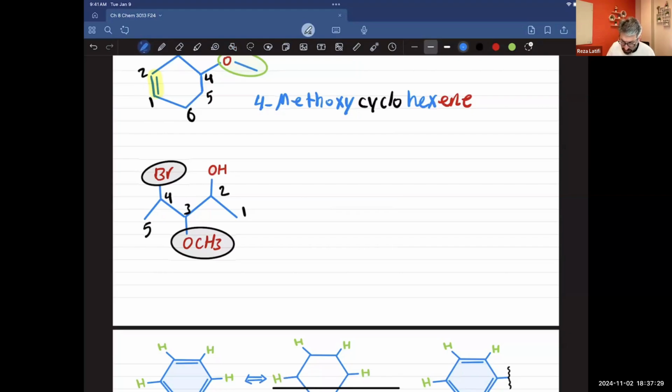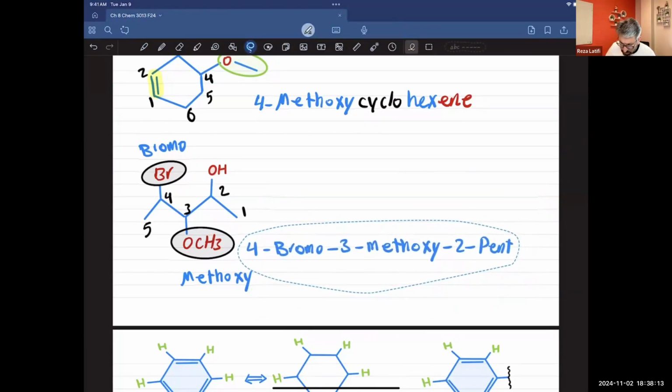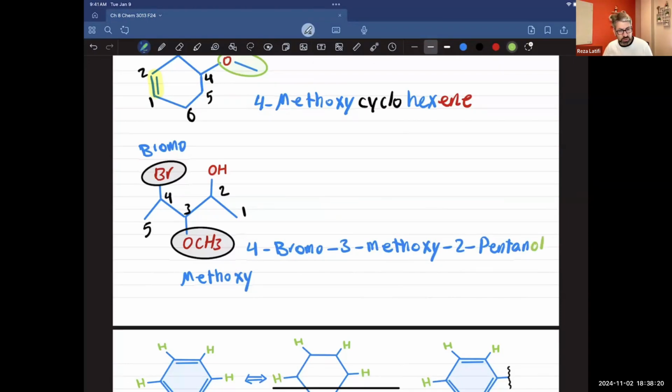Let's write the name here: methoxy, and this one will be bromo. Bromo will get priority over methoxy. And so we say 4 bromo, next 3 methoxy. We have 5 carbons, so we can say 2 pentanol. That's one way to name it. So 2, and then pentanol.